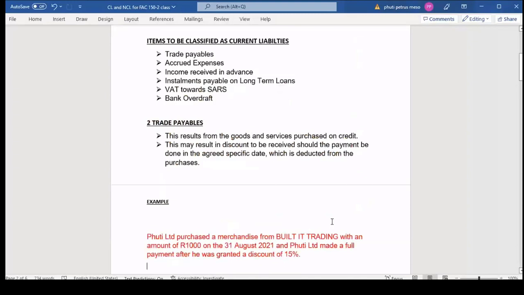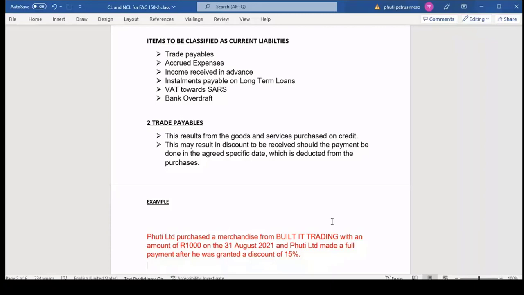So we've got the items that are going to be classified as current liabilities. The trade payables, which we pay within a 12 month period. Accrued expenses and income received in advance. Installments payable on long-term loans, which we call the short-term portion. Then VAT owed to SARS, that's the VAT output. And then the bank overdraft. So this is the list of current liabilities that we're going to deal with.